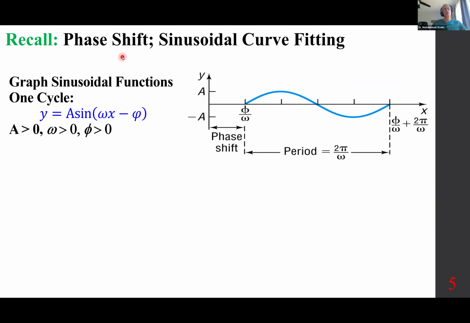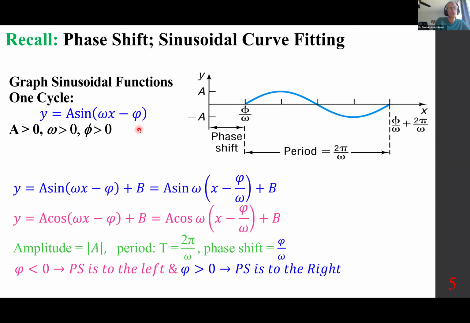As far as the phase shift is concerned, to graph sinusoidal functions of the form, we've already explained what to do, but in this case, there is a phase shift. You do as follows. If you have a general case like this, first you take the omega out. The same thing for sine or cosine. Amplitude is absolute value of a. Period is T equals 2 pi over omega. The phase shift would be phi over omega. If phi is less than 0, PS, short for phase shift, is to the left, and if phi is positive, PS is to the right.